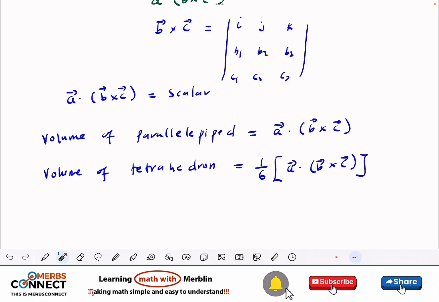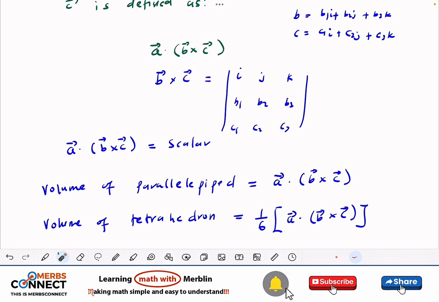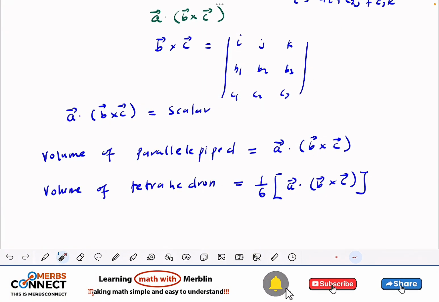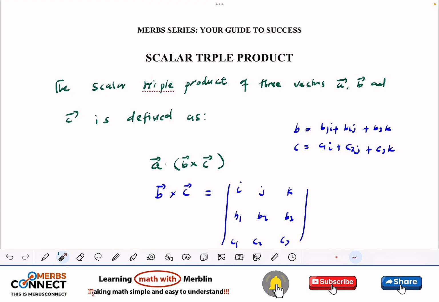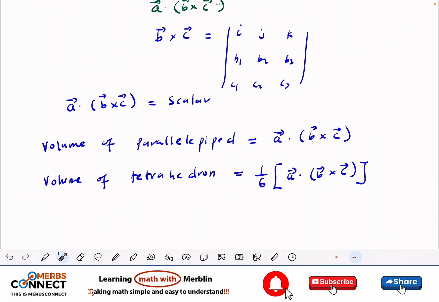So these are some of the things that we need to learn. When we are dealing with the cross product, we saw that when I have B cross A and I find the magnitude, I'm going to have the volume of what? A parallelogram. And when I find half of it, I'm going to have the volume of what? A triangle.